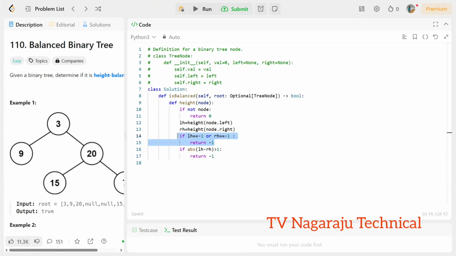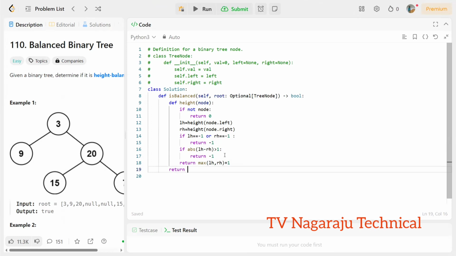Assume the point carefully. Here, right subtree is -1 means there is no right subtree, only the left subtree is present, so the difference is more than 1. Now, the final thing. After checking all the conditions, you need to return the maximum height, the maximum of left height, comma, right height. Whatever value you get, plus 1. Why +1? You need to include the root node also. After coming out, return the final answer.